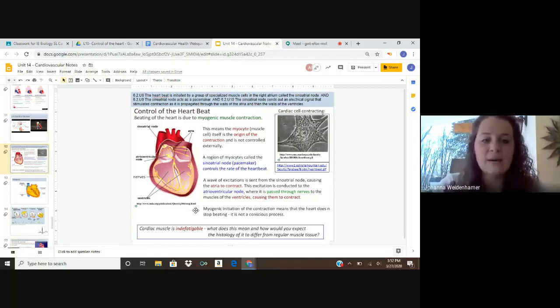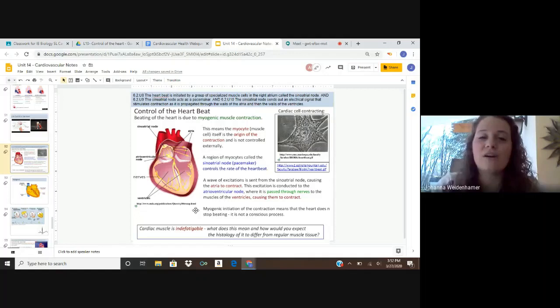And our last bullet, myogenic initiation of the contraction, means that the heart does not stop beating. It is not a conscious process. So you don't have to think about the beating of your heart. It's going to do it automatically. You don't have to tell it to do anything. It's going to do it by itself.